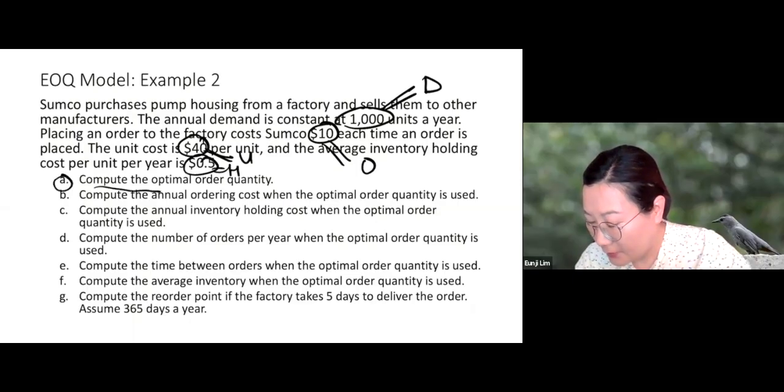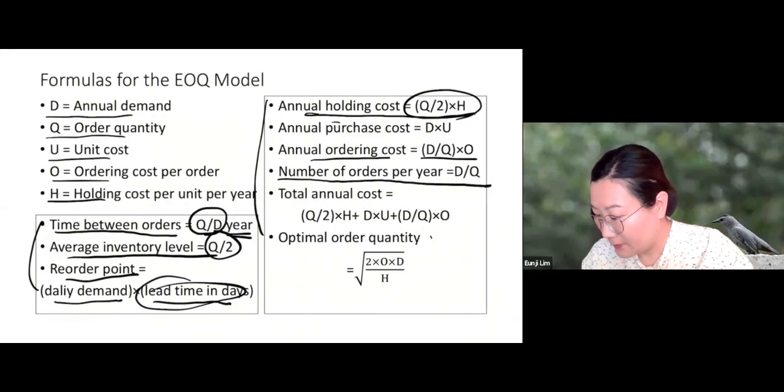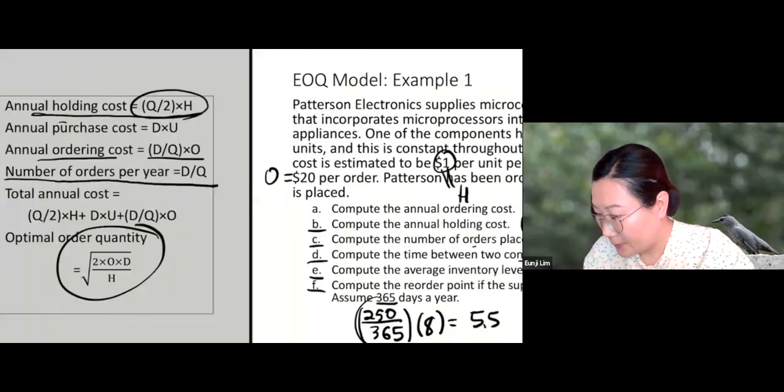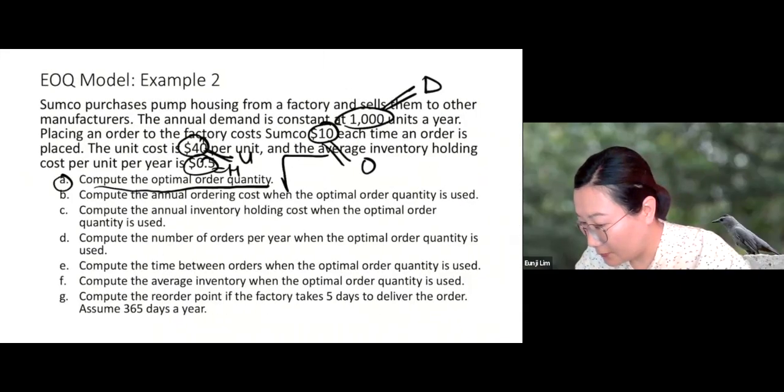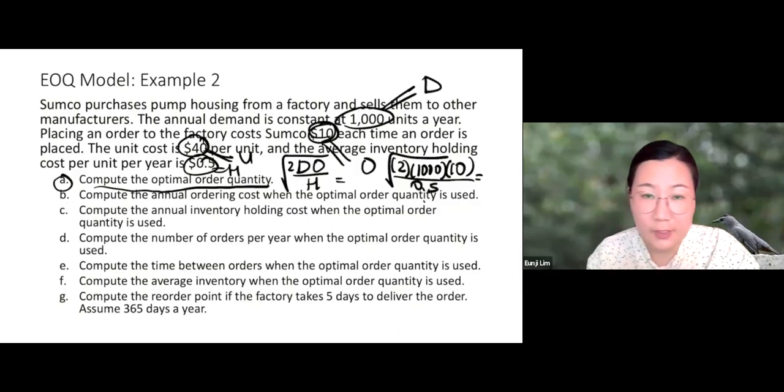Let's go to A, compute the optimal order quantity. So what's the formula for the optimal order quantity? Right here. So we take the square root of 2 times D times O over H. So it's the square root of 2 times 1,000 times O is $10 divided by H is 0.5. Then you get 200.